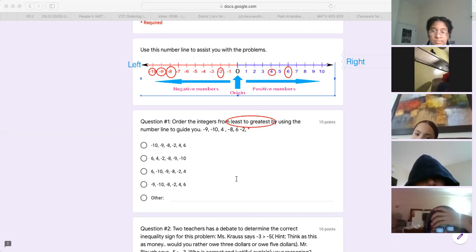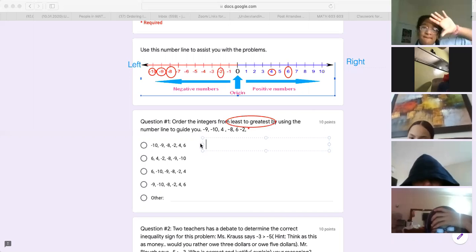Who thinks they can tell me the order of the red circles? Who thinks they know? From the smallest on the left, working all the way over to the right. Who wants to give it a shot for me? Bonus points. I'll give you some extra kickboard points for your behavior. Go ahead, Hazel.